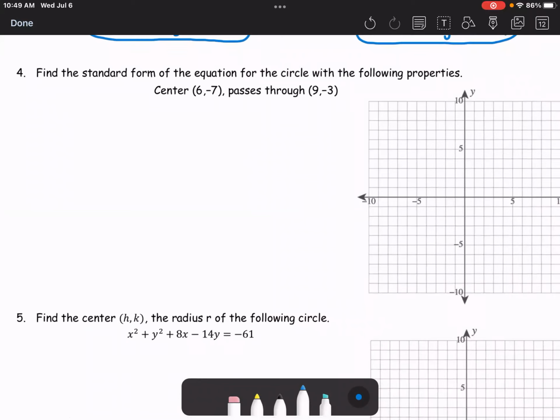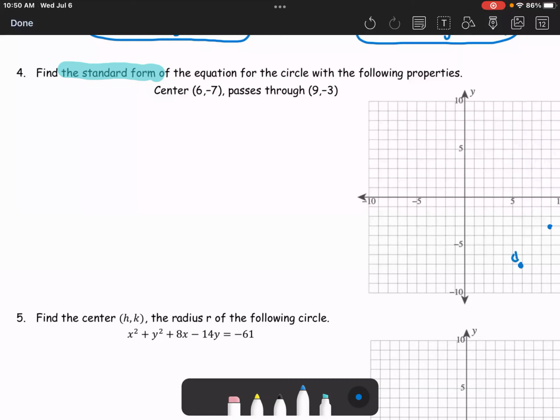In this example, we're gonna find the standard form of the equation for the circle with the following properties. The property says the center is at 6, negative 7 and passing through 9, negative 3. If we locate those 2 points on the Cartesian plane, we get 6, negative 7, which is right there, and passing through 9, negative 3, that's another point.